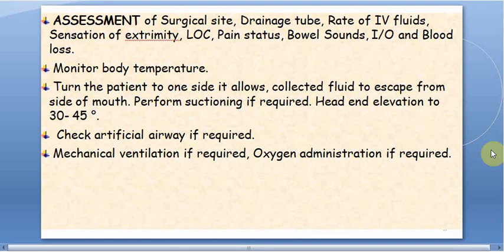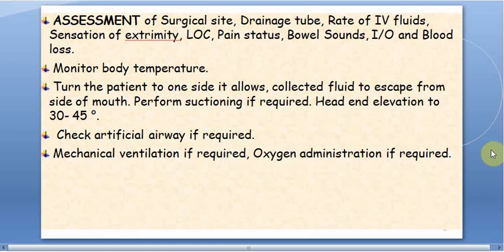Okay. So next comes positioning the patient. Now, what type of position you have to give to the patient all depends on the type of the surgery. Okay. And most of the time, you may need to give a sideline position to drain out all the secretions. Sometimes we may need head elevation also. Okay. And if there are lots of secretions and the patient is not able to cough and remove the secretion, then you have to perform suctioning. If required, you can also use an artificial airway to prevent the tongue from falling back.